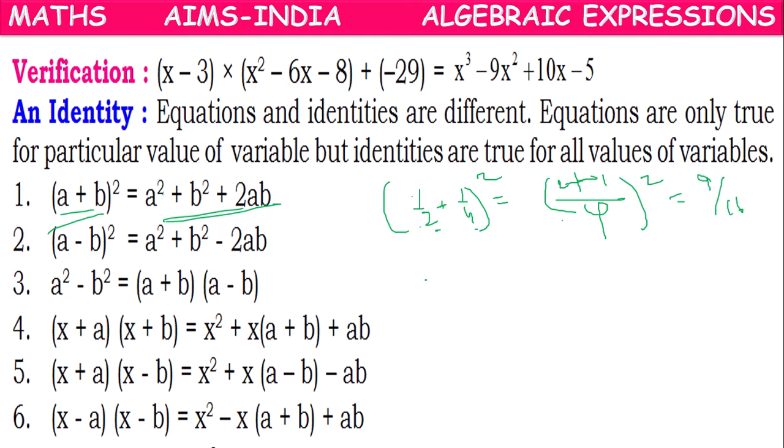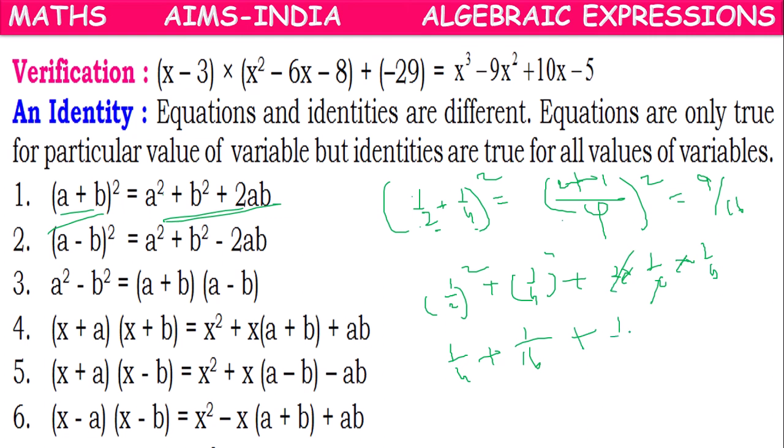Now the right hand side: 1 by 2 whole square plus 1 by 4 whole square plus 2 into 1 by 2 into 1 by 4. 1 by 2 whole square is 1 by 4, 1 by 4 whole square is 1 by 16. The 2 gets cancelled, so 1 by 4 will remain. What is the LCM? Sorry, 16 is the LCM. 4 times 4 is 16, so 4; 1 times 16 is 16, so 1; and 4 again. So it is also equal to 9 by 16.